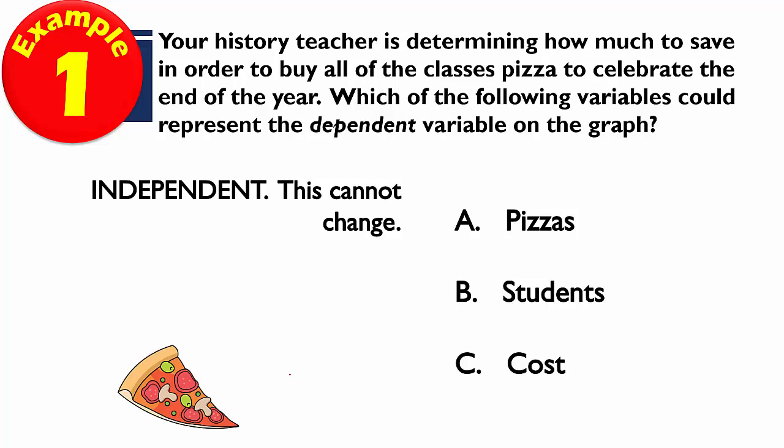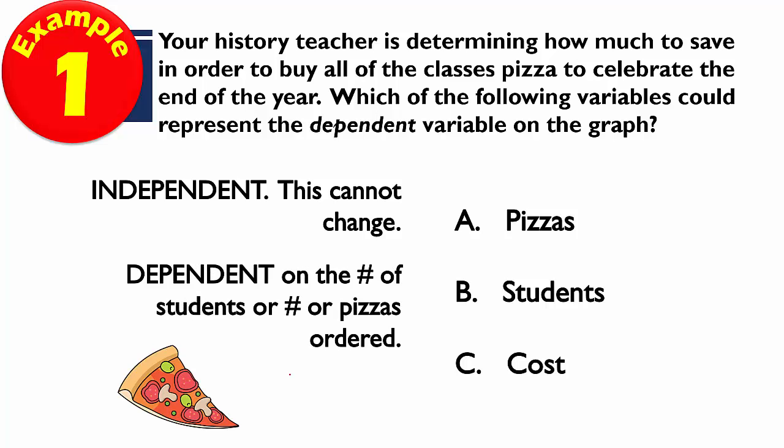So thinking about independent variables, these can't change. Number of students, could that change? No, whatever students you have is what you have. Same with pizzas. However, the dependent variable is dependent on the number of students or the number of pizzas ordered. So in this case it would be the cost, because the number of pizzas doesn't depend on the cost, and the number of students doesn't depend on the cost. But the cost does depend on how many pizzas you order, how many students you have. Those are all things that could influence or change the cost.